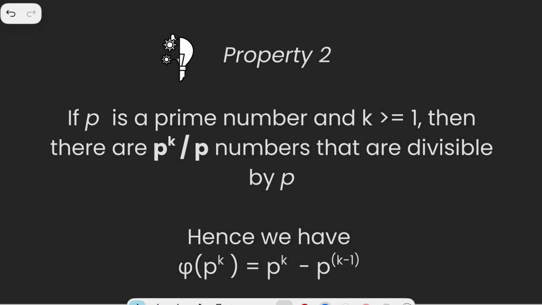Okay, now let's look into property 2. If p is a prime number and k is greater than or equal to 1, then there are exactly p^k divided by p numbers that are divisible by p.